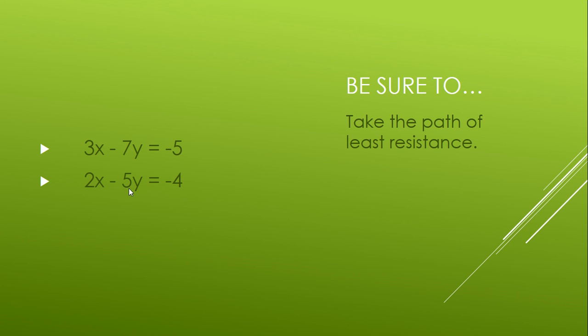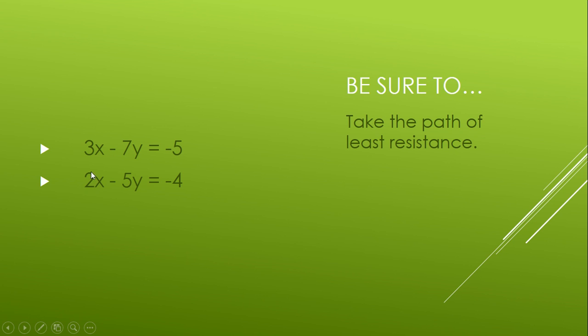Okay, still taking the path of least resistance. Now, the easier way to solve it stands out a little bit better. The 7 and the 5, the least common multiple between them is going to be pretty high. It's going to be 35. But the least common multiple between the 3 and the 2 is going to be a lot easier. We did this at the beginning. We know that the least common multiple between 3 and 2 is going to be 6.